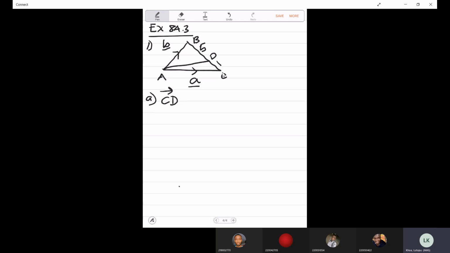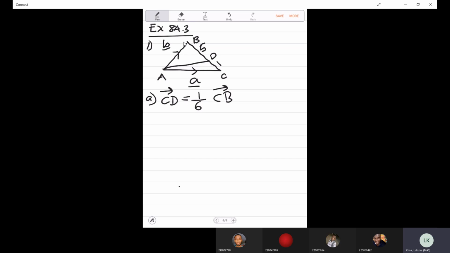Now what we are told is that D divides CB in the ratio 1 to 5. So this entire length over here, you can say we divide it into 6 parts, because there's 1 over here and there's 5 over here. And CD is just equal to 1 over 6 of CB, because it's divided in the ratio 1 to 5.